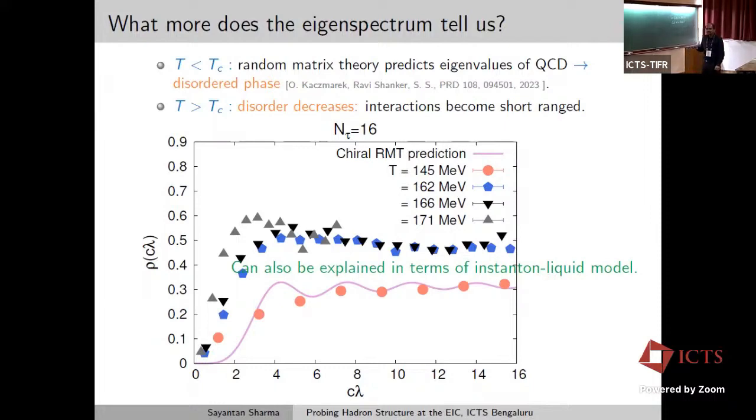Whereas if one increases the temperature, then the disorder starts to decrease. The interactions become short range between these topological constituents, and that leads to a smearing out of these peaks. And interestingly, this random matrix theory is more fundamental, but people have tried to explain this in terms of some models, like even some instanton liquid like model can have similar features to a chiral random matrix theory.